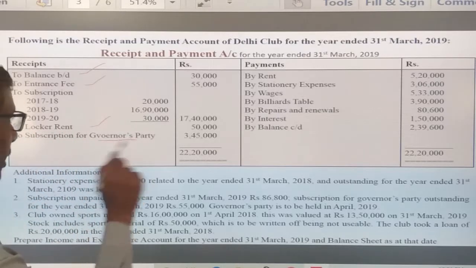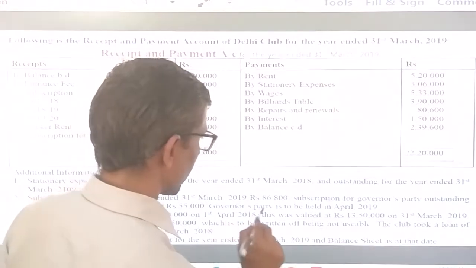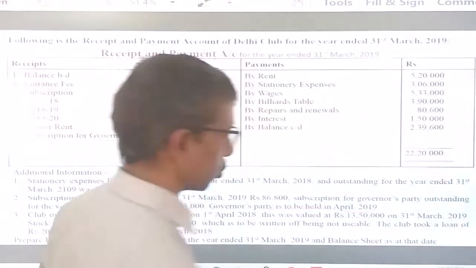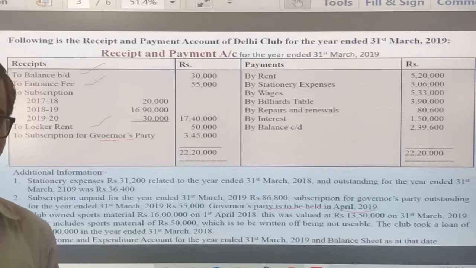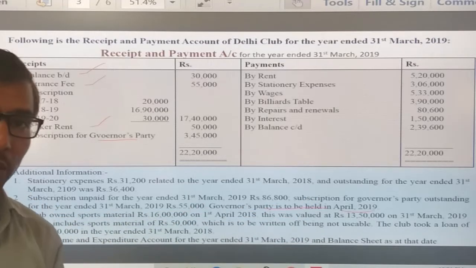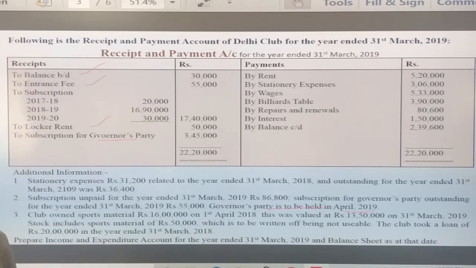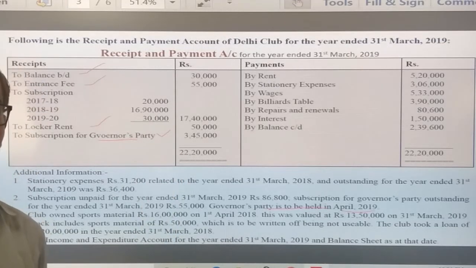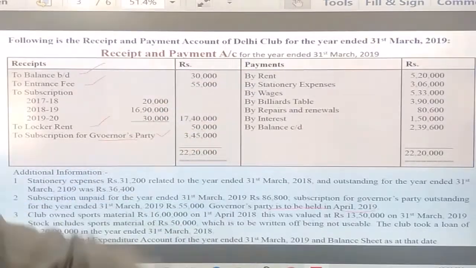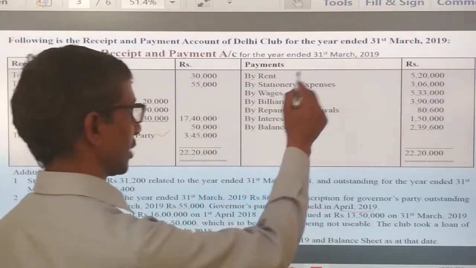About the governors party, here see, the governors party is to be held in April 2019. We are preparing this account on 31st March and this party will be held on 1st April. Means in the next year the party will be held. So if this is in the next year, we have to show it in balance sheet, not in income and expenditure account. From the payment side, rent is an expense, so it will come in income and expenditure.